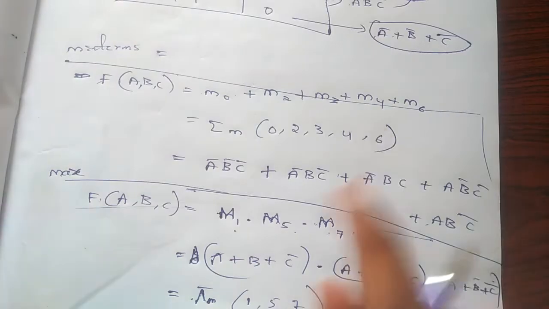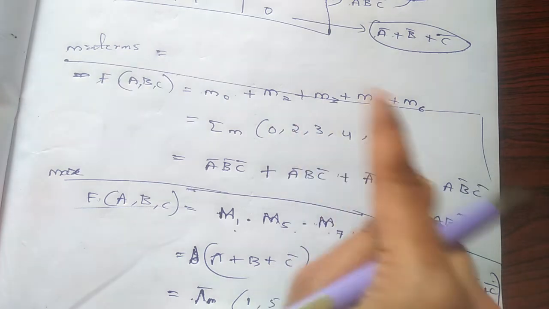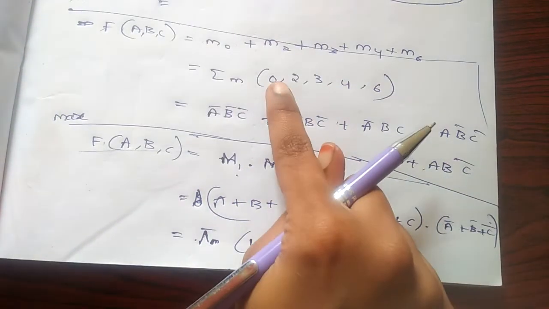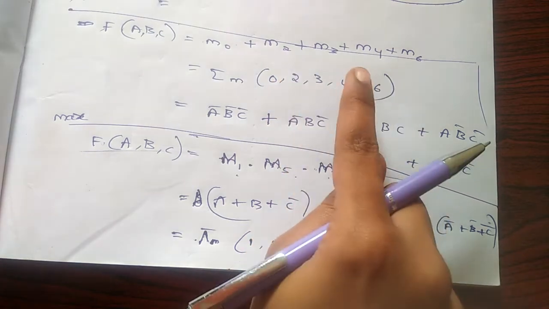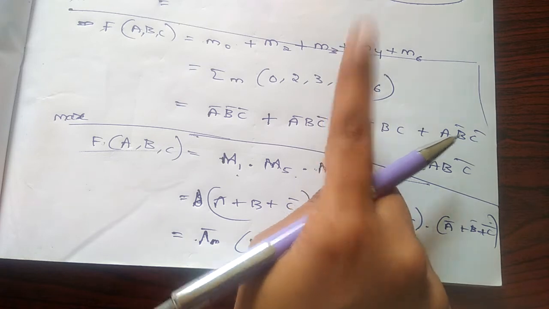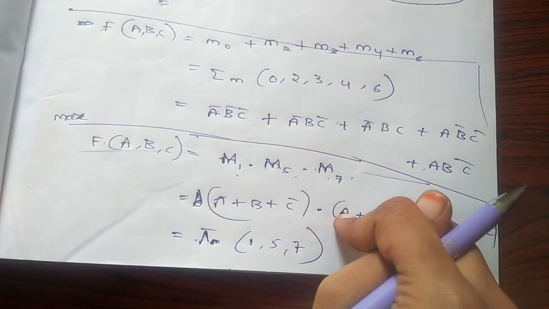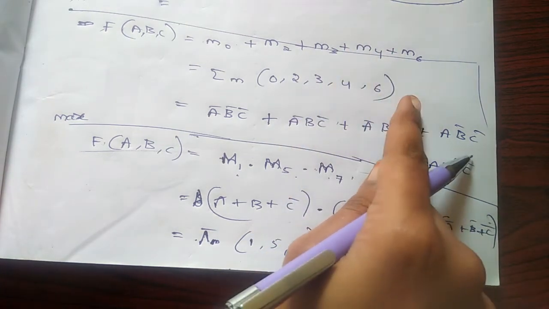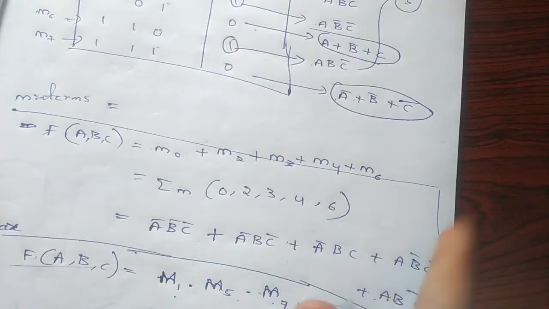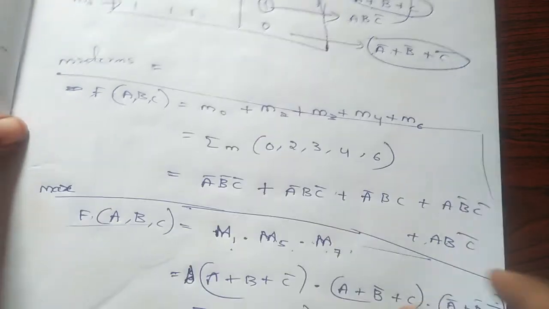Why? The numbers that we are missing in the min terms are the max terms. See, here 0, okay, 1 is not there here, but it is in max terms. 2, 3, 4, 5 are missing here, which are present in the max terms. So 6 and then 7 here. So if you know min terms, you can write max terms just as easily.